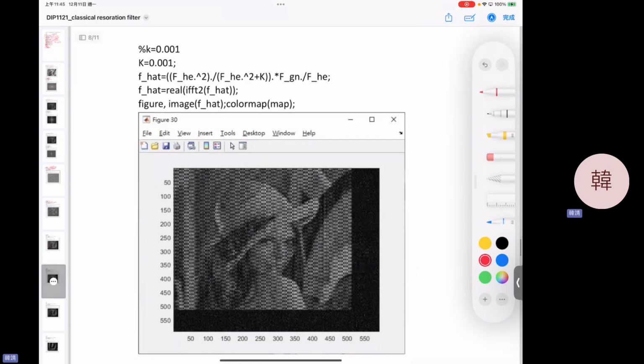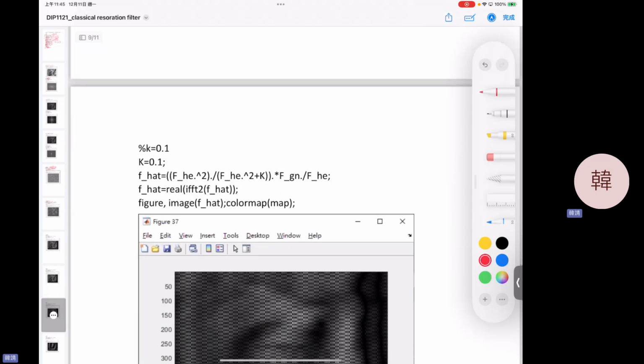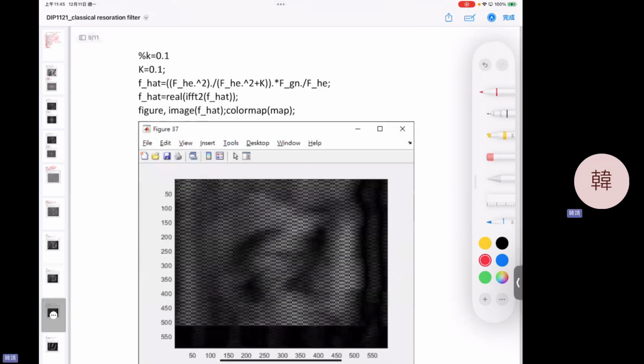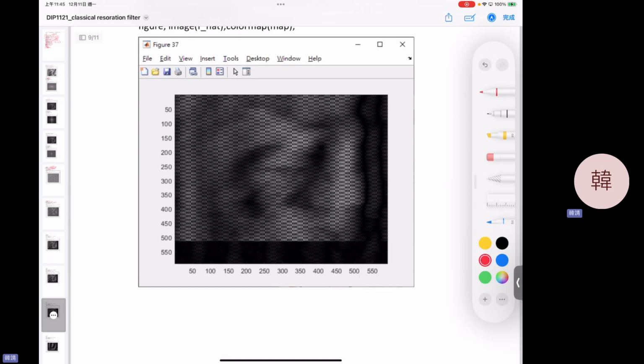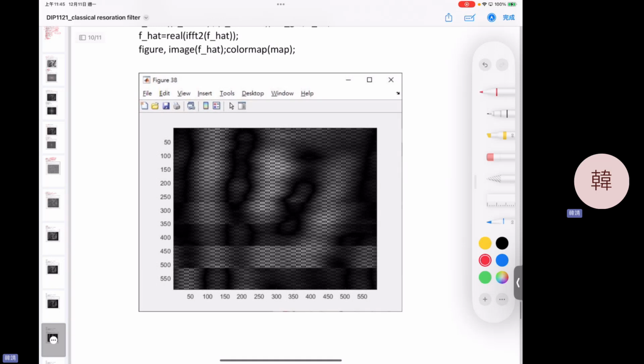It becomes like this one. And then try again, 0.1. Which one is better? This means it's over, right? So you have to make a balance between your blur function and your additive noise. Because I don't know the level of the additive noise, and I don't know the condition of the blur function, you have to judge which one is better. And if you take 0.5, it becomes like this.